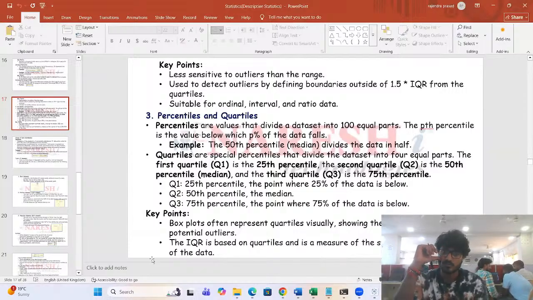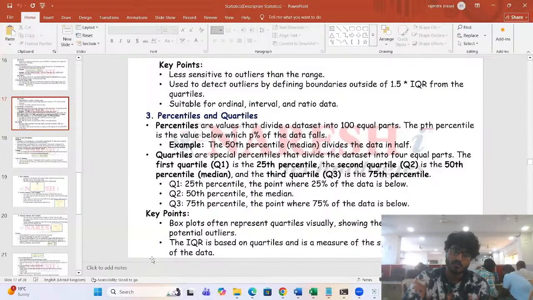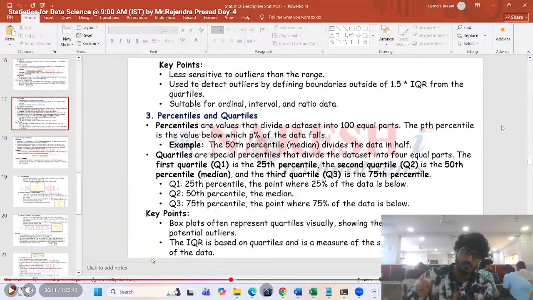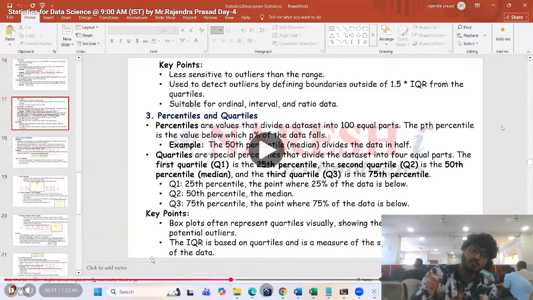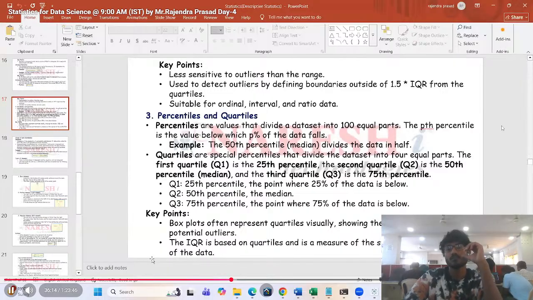Have you people completed the data visualization using Matplotlib? Few completed. No worries, we are going to see the data visualization as well. In that I'll explain. Okay.